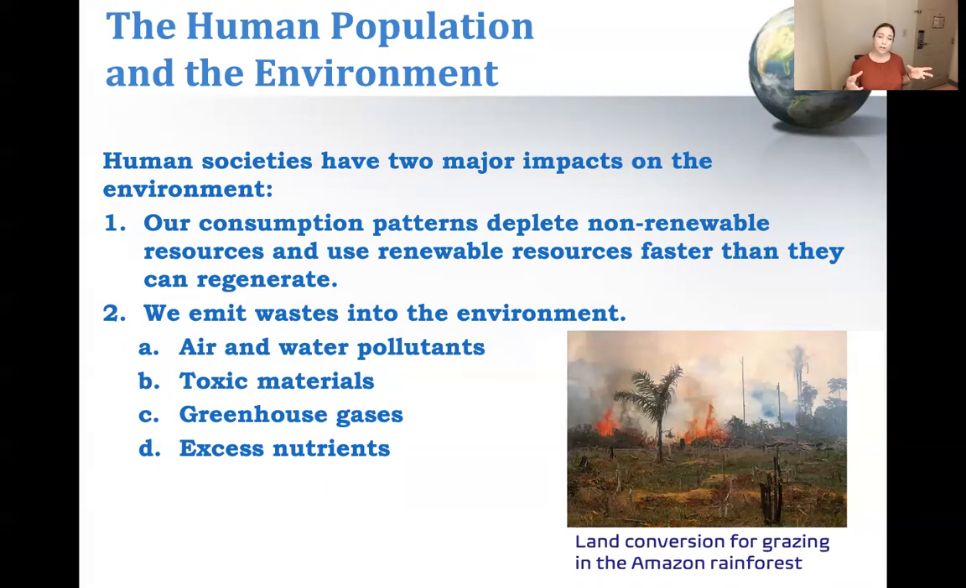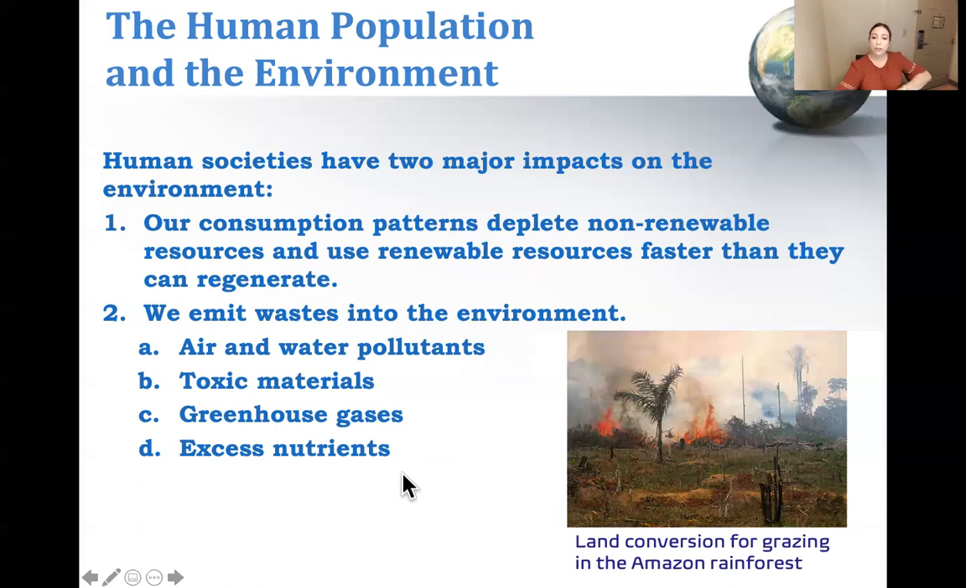There's a huge dead zone in the Gulf of Mexico, but they're actually all over the world, right? Because every country uses nitrogen fertilizers. So just to summarize here, the two major impacts that human populations have on the environment are consumption patterns, how we use up resources, but also the waste that we produce. Air and water pollutants, toxic materials, greenhouse gases, and excess nutrients.